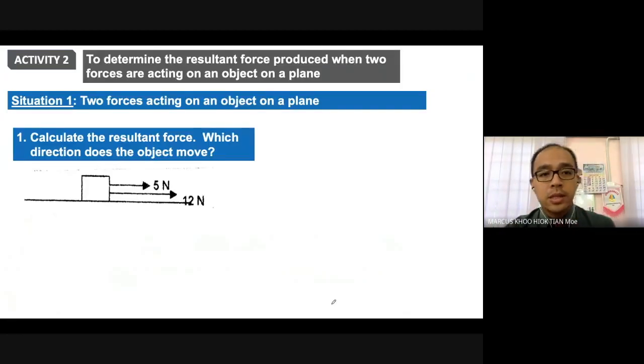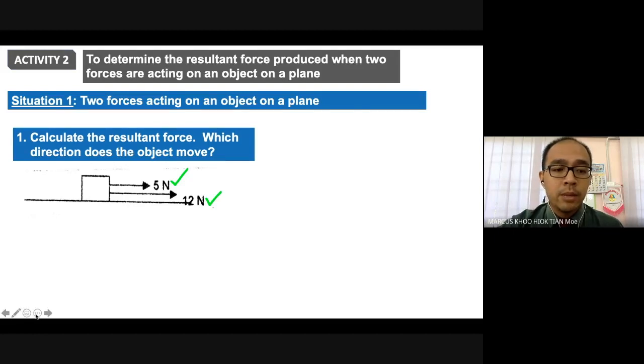So let's consider this. You have two forces acting on an object in the plane. You have this box over here, and you have one force to the right with 5 newtons and one force to the right with 12 newtons. So the question is, calculate the resultant force. Which direction does the object move?